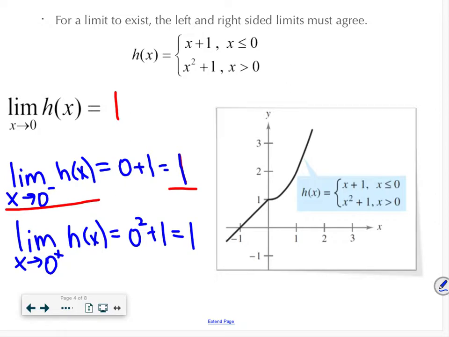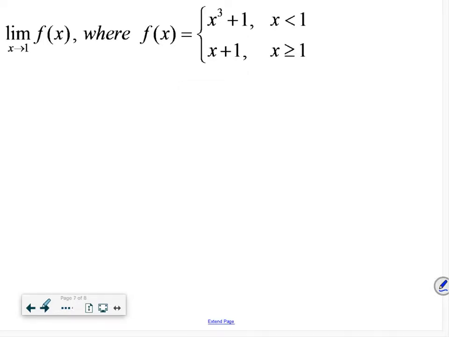All right. I'm going to have you work together. We'll first write it down. But after you have it written down, I'd like you to work together on the limit as x approaches 1.